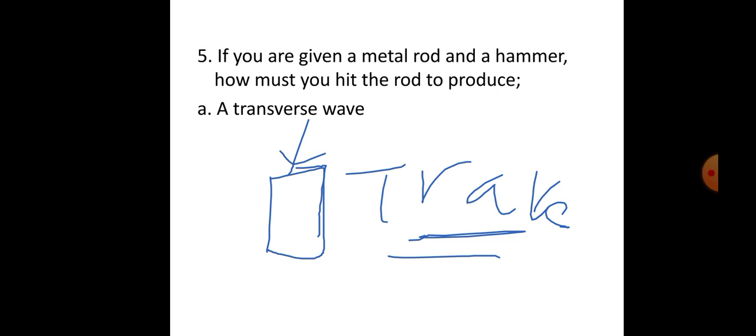The direction of oscillation of the metal rod and the direction of motion of the wave are perpendicular, so at this time, if you hit the metal rod at the top, a transverse wave is formed.